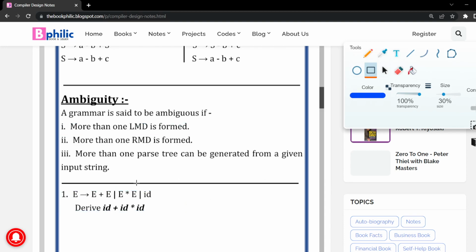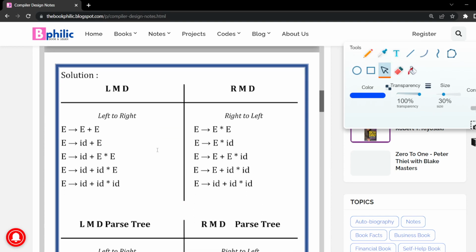Now we are giving the input string. In your college examination, the input string and the rules of grammar will be given, and it will be asked in your question paper to check whether the following grammar is ambiguous or not, and there will be an input that you have to derive. So let us understand by solving this problem. Here is the solution you are getting right now.